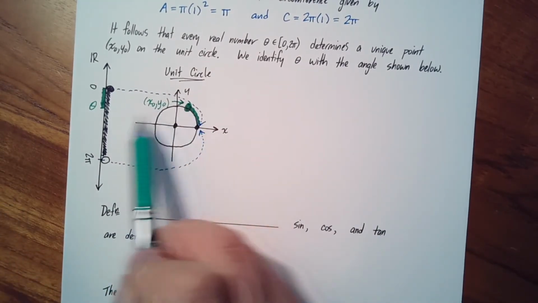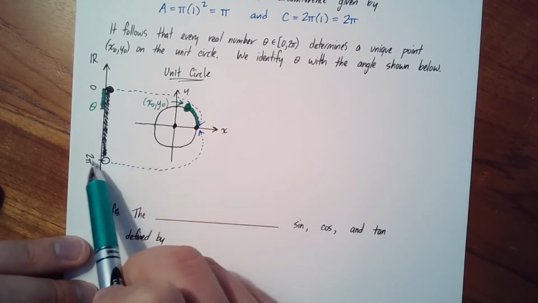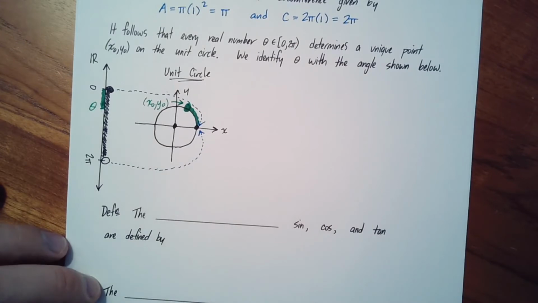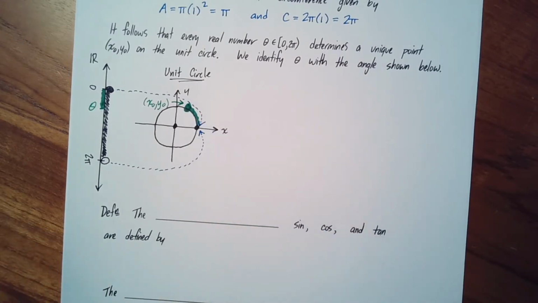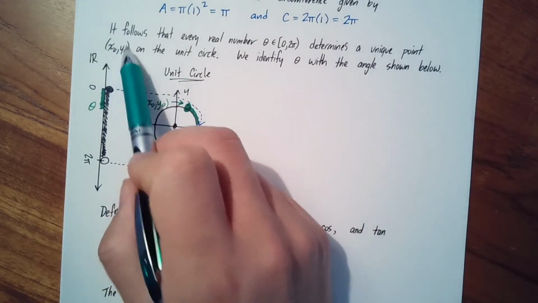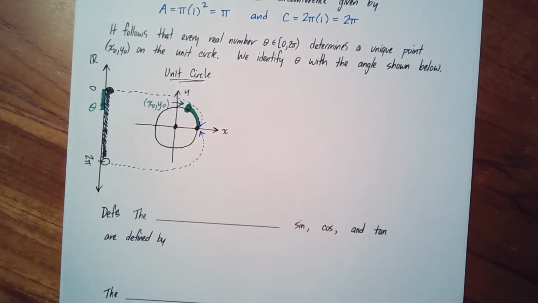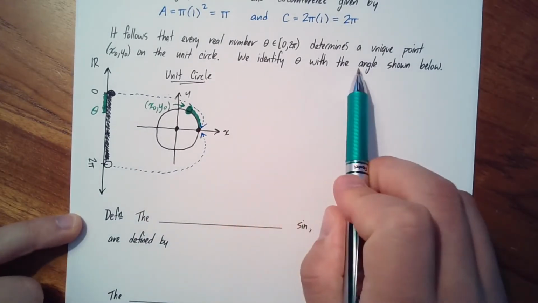It's this point here. If I have a value theta between 0 and 2 pi, and I start from this point and go wrapping counterclockwise around the circle, at whatever point I run out of string, that's going to be this point here, which I'll write down in a moment. It's going to be called the terminal point. Okay, so what's the significance of this? And it says we identify theta with the angle shown below.